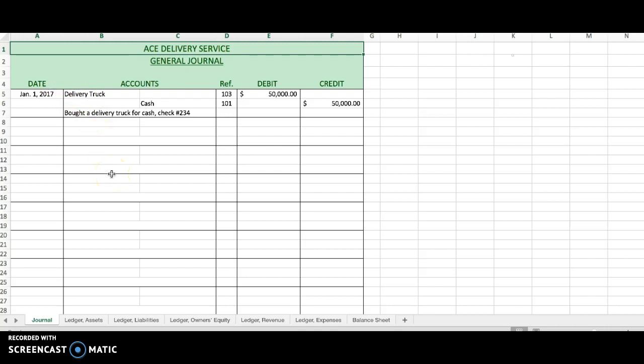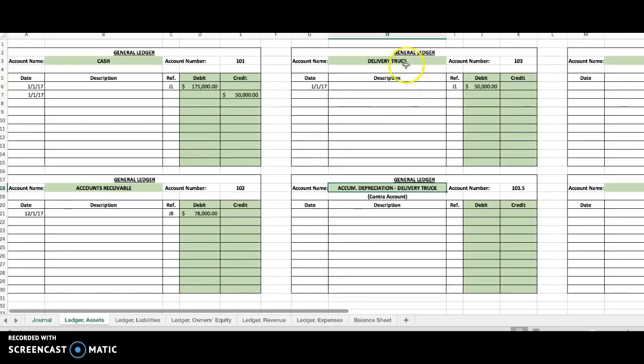But if we would fast forward and look at the account, and delivery truck is an asset, right? Delivery truck has an asset account in the general ledger, and it is debited by $50,000 when we bought it. But if we would fast track a number of years, 2 years, 3 years, even 1 year ahead, the likelihood is that that delivery truck is no longer worth exactly $50,000. And that's what depreciation is about.